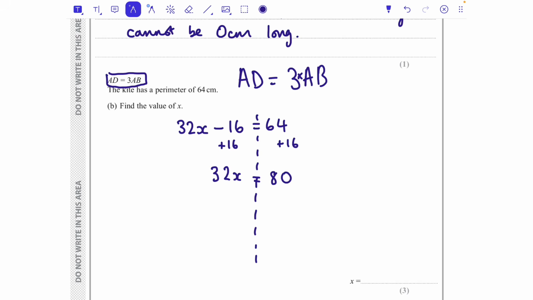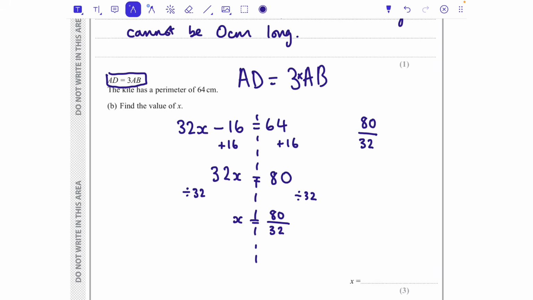We've done 64, add 16 there because they're like terms. And now I want to divide both sides by 32. Now this was quite tricky without a calculator, but let's just make our lives easy. I'm going to write 80 divided by 32. Now you could write that on the answer line if you wanted to, but I'm going to simplify it.